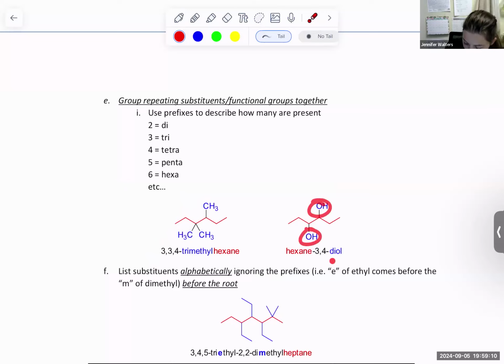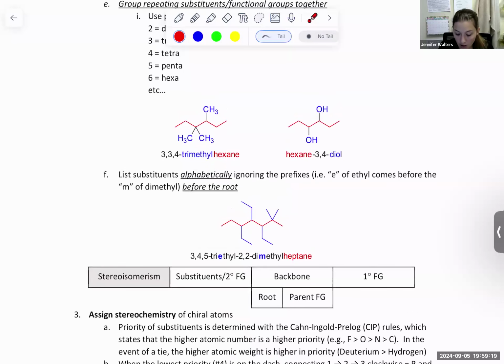With 2 alcohols, they get combined to be a diol. And you again list the numbered locations right next to where they're located. All of the substituents out front get listed alphabetically, ignoring the prefixes. You ignore the di, the tri, the tetra, all of those you don't consider. You only consider the m of methyl, the root, what the actual functional group is, or what the actual substituent is. So when naming this, it would become the triethyl. The e goes first in the alphabet, so it comes first, then dimethyl because it's for the m of methyl.